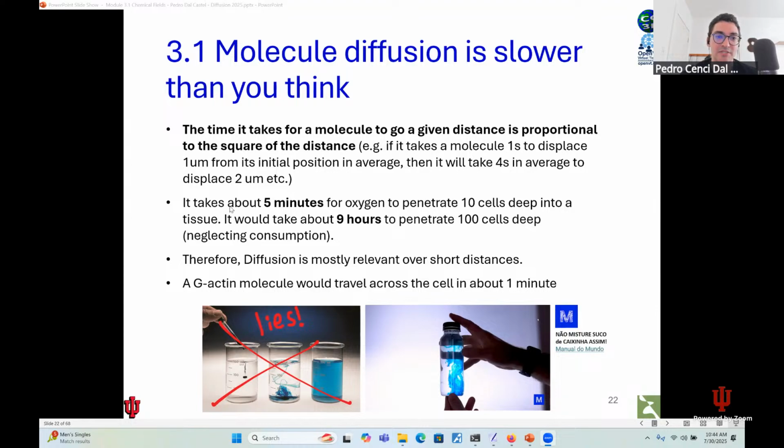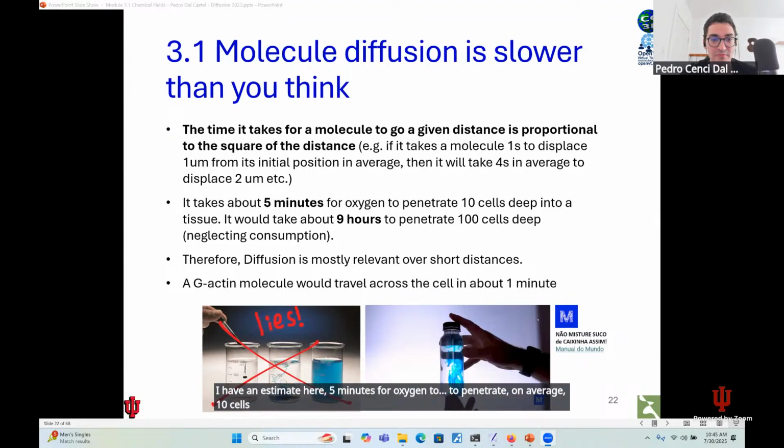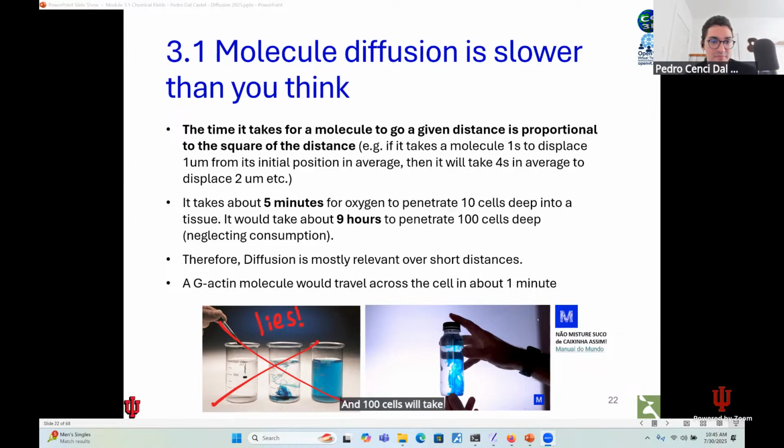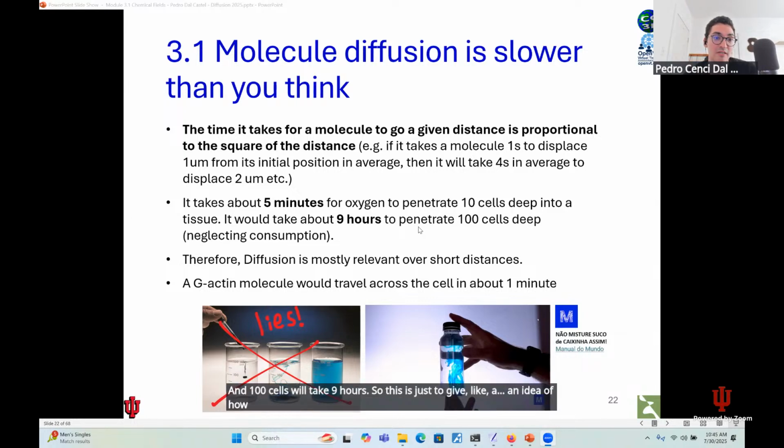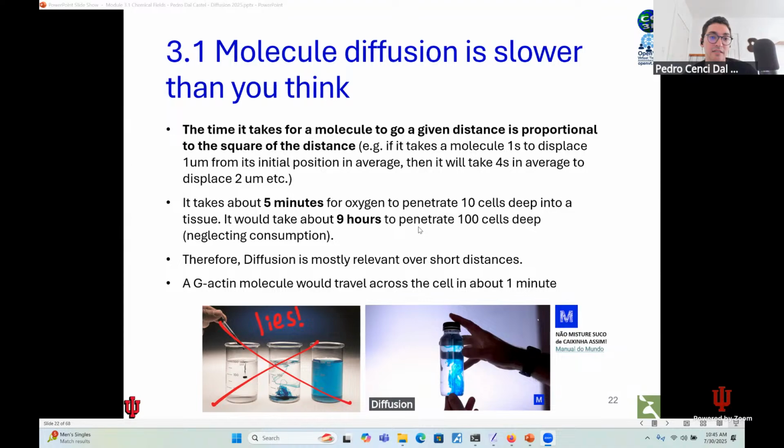I have an estimate here: 5 minutes for oxygen to penetrate on average 10 cells deep into a tissue. And 100 cells will take 9 hours. So this is just to give an idea of how slow diffusion is and why it is mostly relevant at short distances.